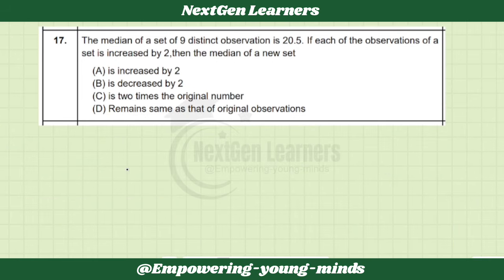The median of a set of 9 distinct observations is 20.5. If each of the observations is increased by 2, then the median of the new set.